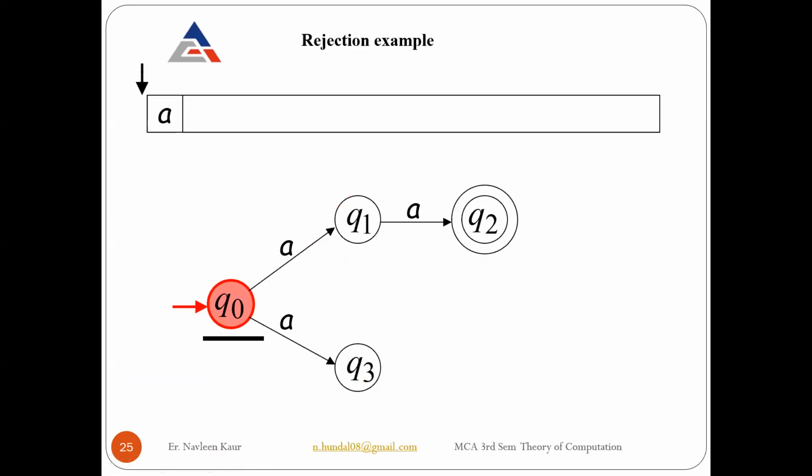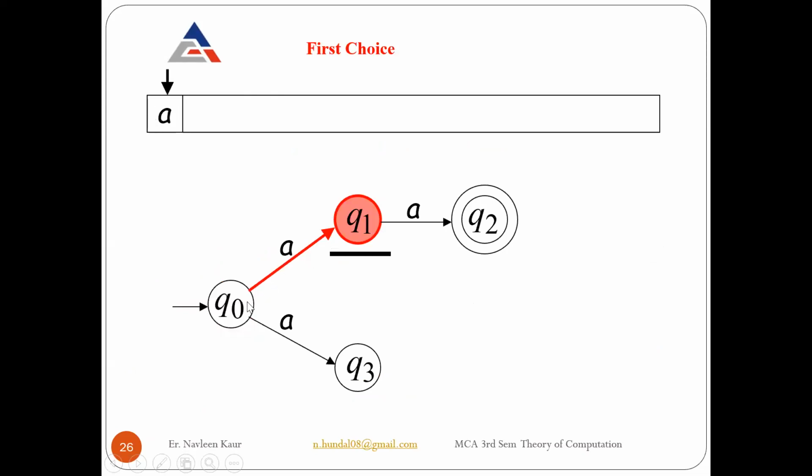Suppose I have only one A to handle. Only one letter in my input string, that is A. If I follow this path, I will reach Q1. And after that, can you see there is nothing left? You will be here at Q1. Although your whole input string is consumed, you are not able to achieve the final state. You have not reached here. You are just in the middle of nowhere. You are here, Q1. Although your input is consumed, you are still not able to reach the final state. It means it is still rejected.